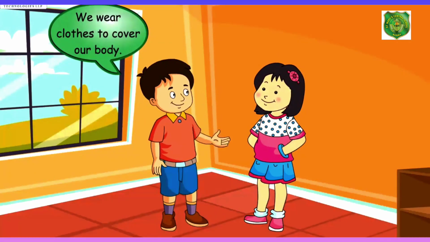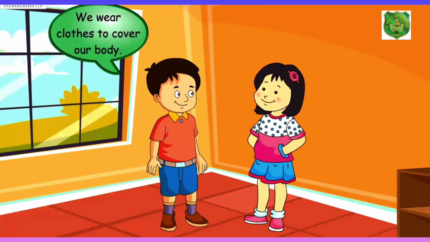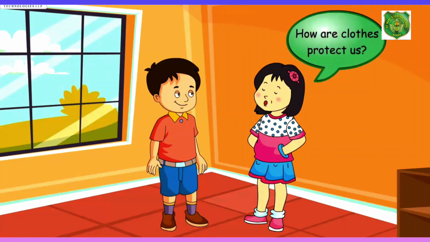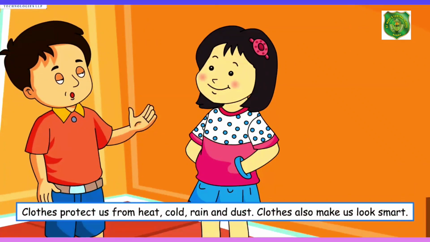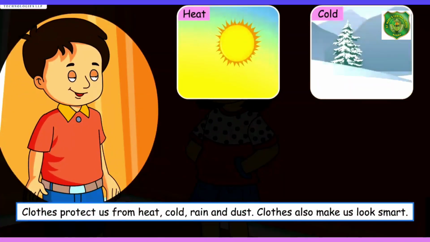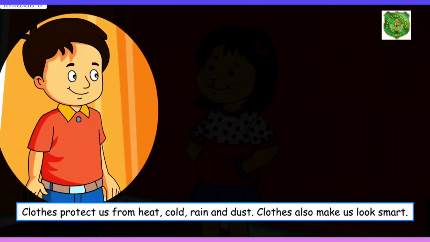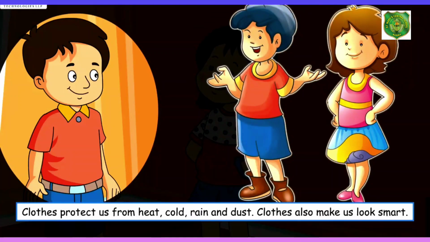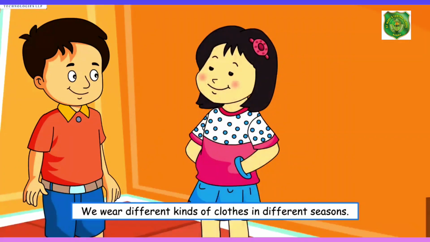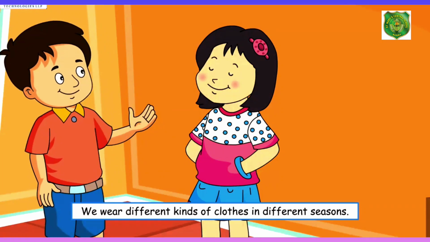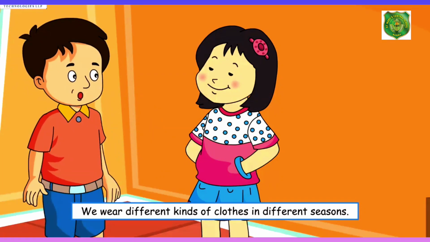We wear clothes to cover our body. How do clothes protect us? Clothes protect us from heat, cold, rain and dust. Clothes also make us look smart. We wear different kinds of clothes in different seasons.